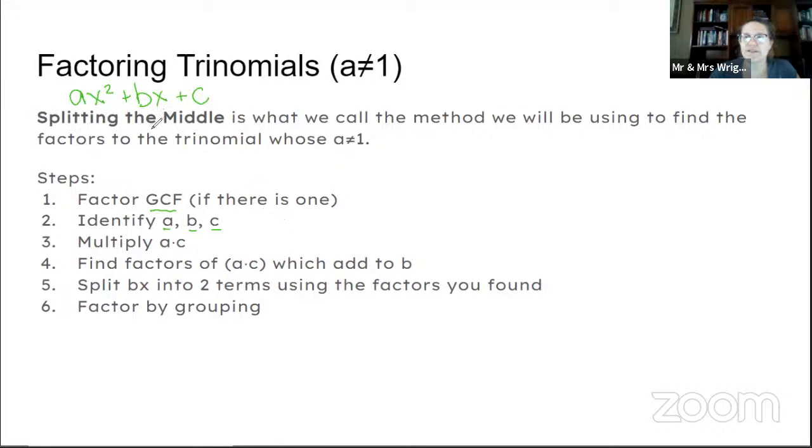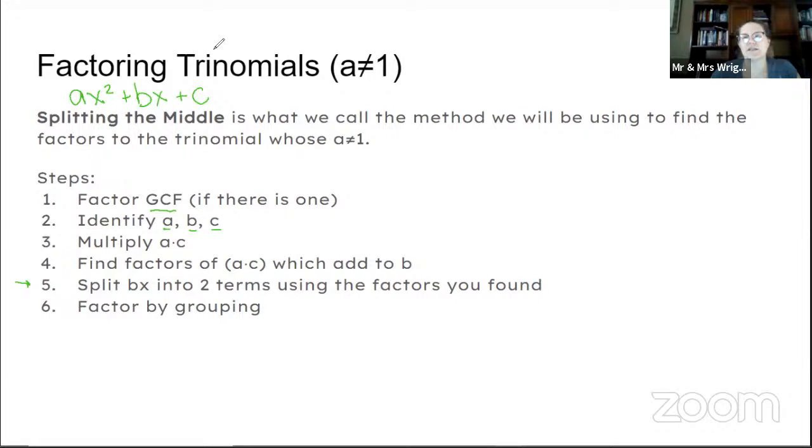Doesn't that sound very similar to what we had before? So far, it's very alike. But here's where it gets a little different in step 5. Now we're going to rewrite our equation and split that middle term bx into 2 terms using the numbers that we just found. And then we're going to factor by grouping. To see how this is done, you have to really look at an example.